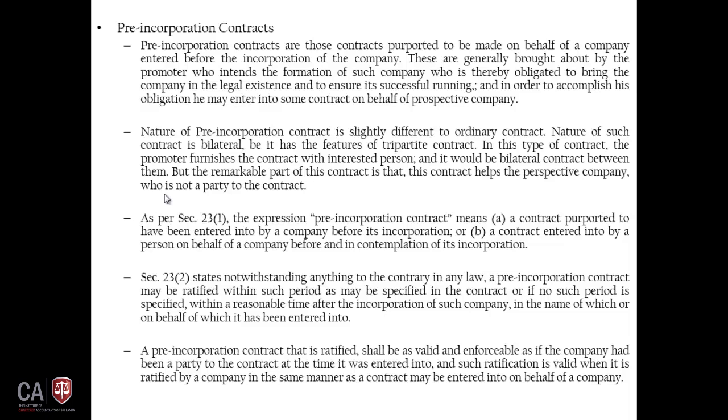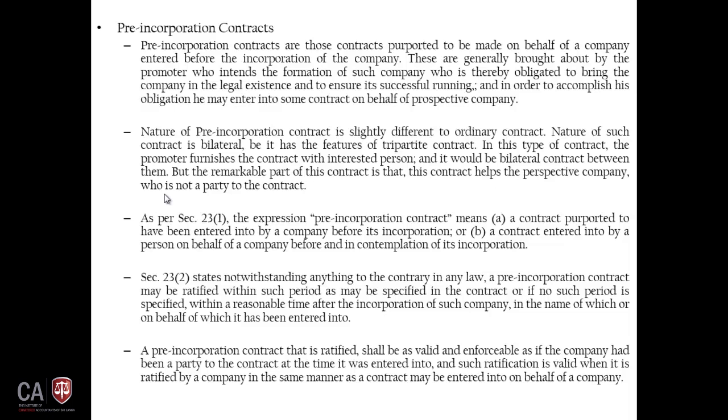The nature of a pre-incorporation contract is slightly different to the ordinary contract. The nature of such contract is bilateral, but it has the features of a tripartite contract. That means the promoter, the company to be, and the third party. In this type of contract, the promoter furnishes the contract with the interested person, and it would be a bilateral contract between them. But the remarkable part of this contract is that the prospective company is not a party to the contract.